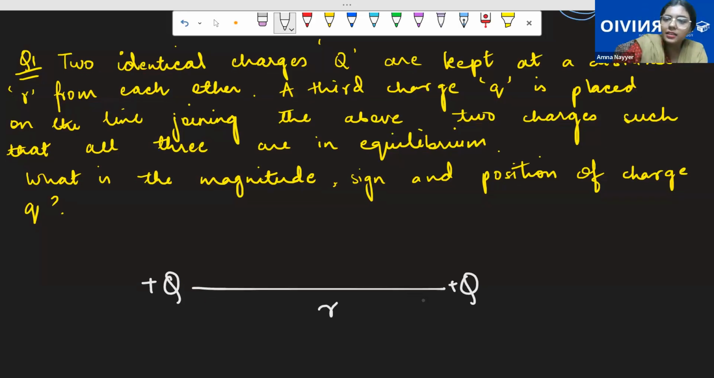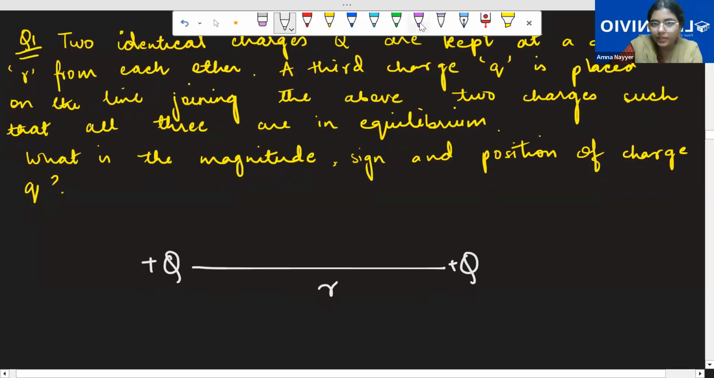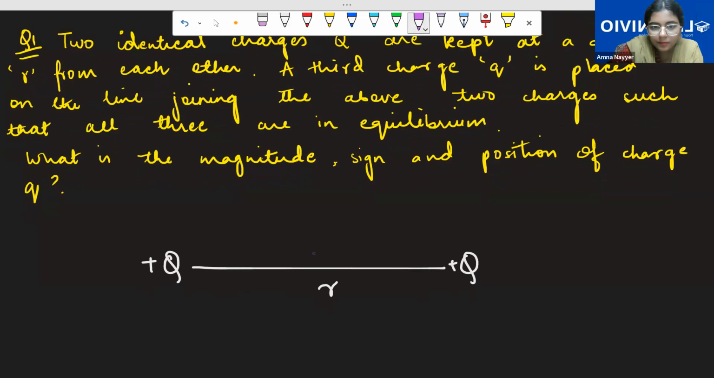It says a third charge, small q, is placed on the line joining the above two charges. Means it is placed somewhere, we don't know. Let's say somewhere here it is placed, such that all three are in equilibrium. All three are in equilibrium means you'll have to ensure that this is at rest, this is also at rest, and the new charge brought in between them is also at rest. The question asks the magnitude, sign, and position of the charge q.